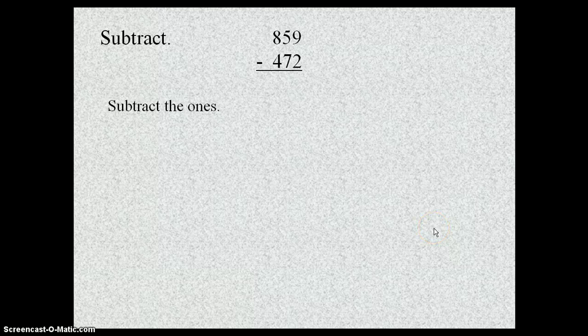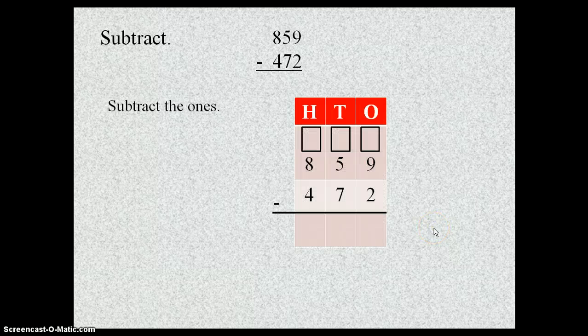859 minus 472. Again, I'm going to start with my ones place and think, do I have enough ones to subtract? I have 9. They want to take 2. So my answer is yes, I have enough, and I'm going to just subtract. 9 minus 2 is 7. I'll put it in my ones place.